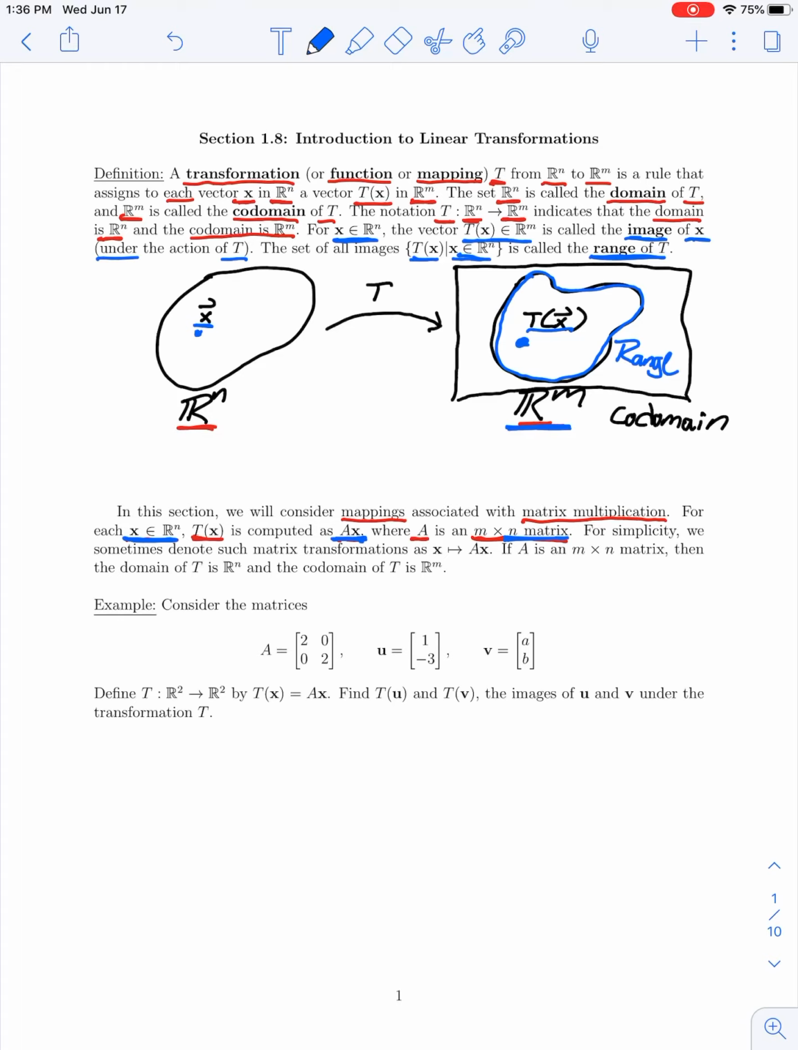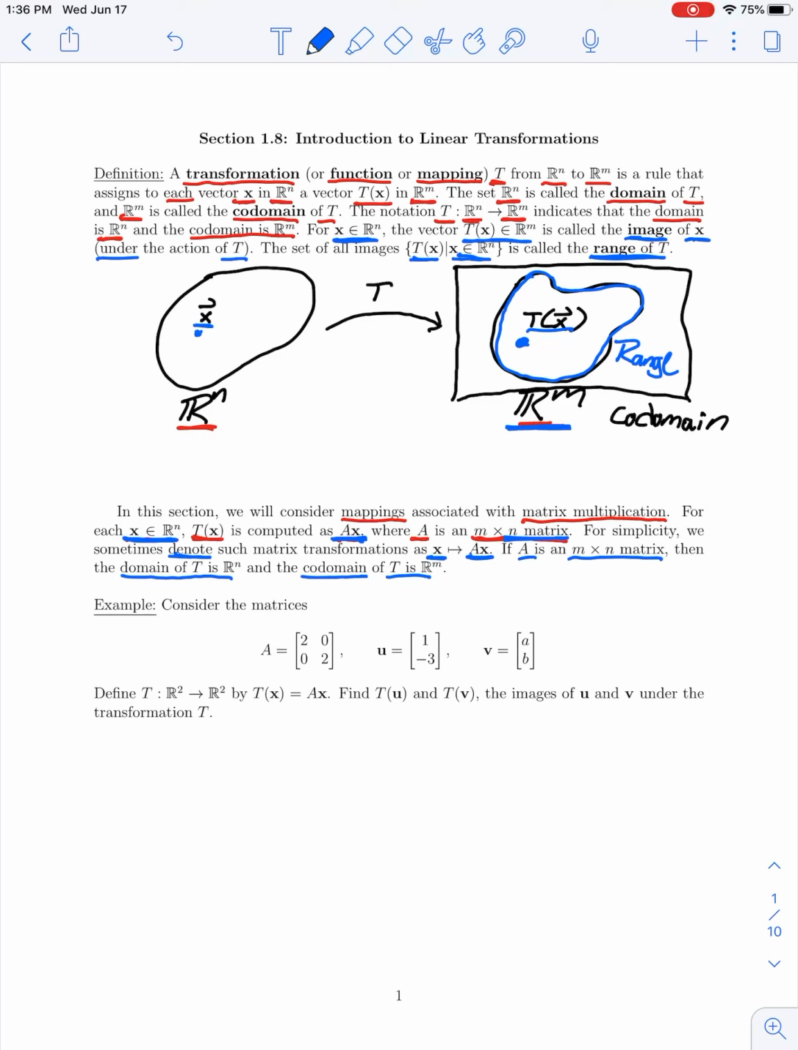These types of transformations, which are defined as matrix multiplication, are sometimes denoted more simply as follows: x maps to A times x. Again, if A is an m by n matrix and x is an n-dimensional vector, then the domain of T is all of Rn, and its codomain would be all of Rm. That's different from the range. The range of this transformation T may not be all of Rm, but just some subset.